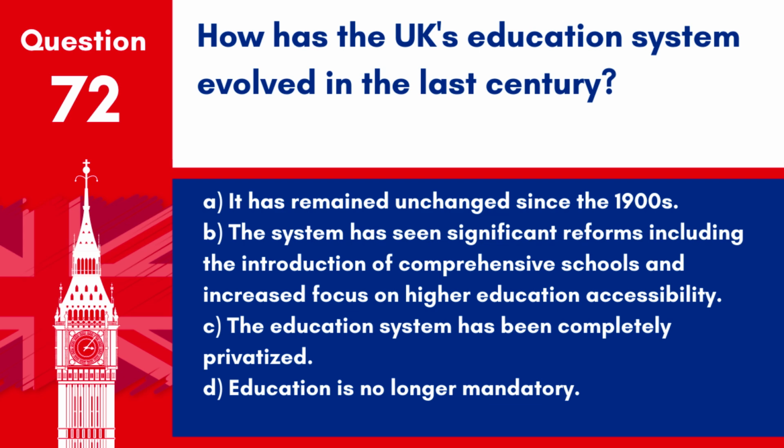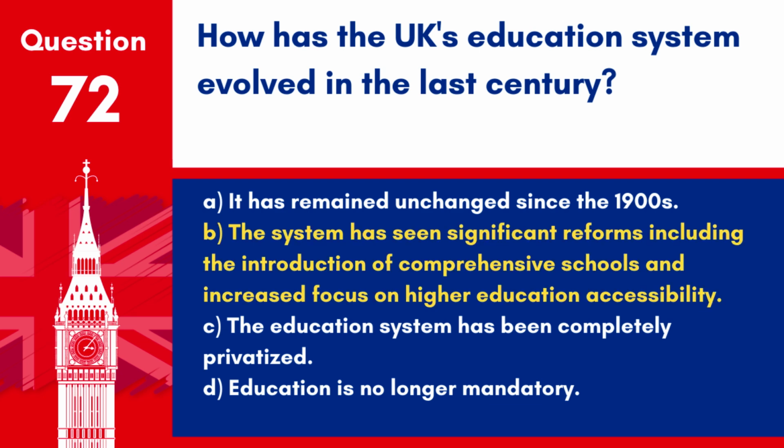A. It has remained unchanged since the 1900s. B. The system has seen significant reforms, including the introduction of comprehensive schools and increased focus on higher education accessibility. C. The education system has been completely privatized. D. Education is no longer mandatory.